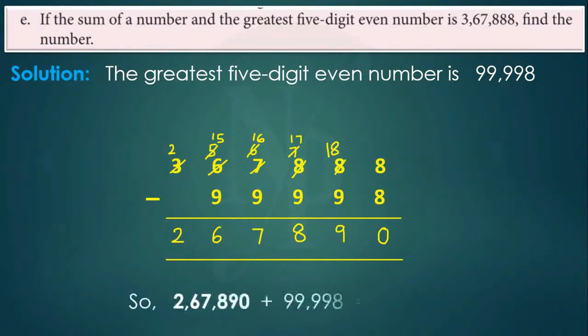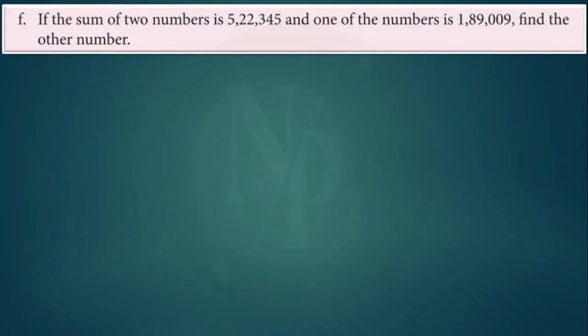So 2,67,890 plus 99,998 is equal to 3,67,888. So this is the required number. It is 2,67,890, the required answer for this question. Next question.